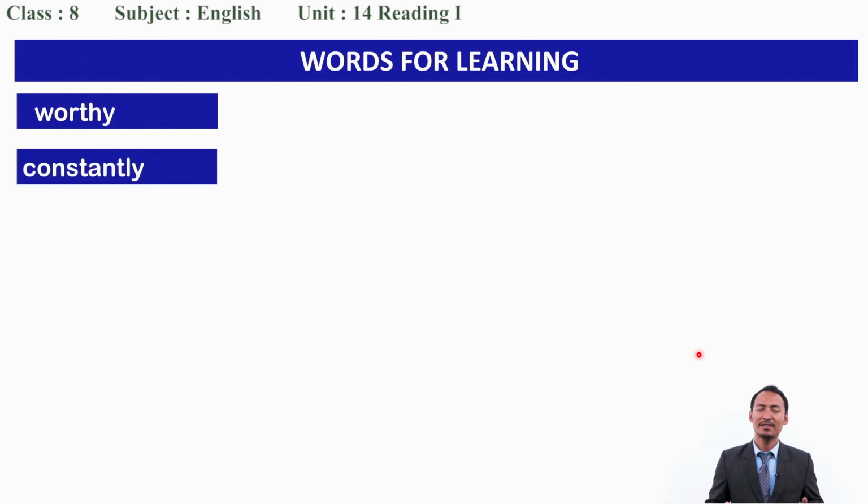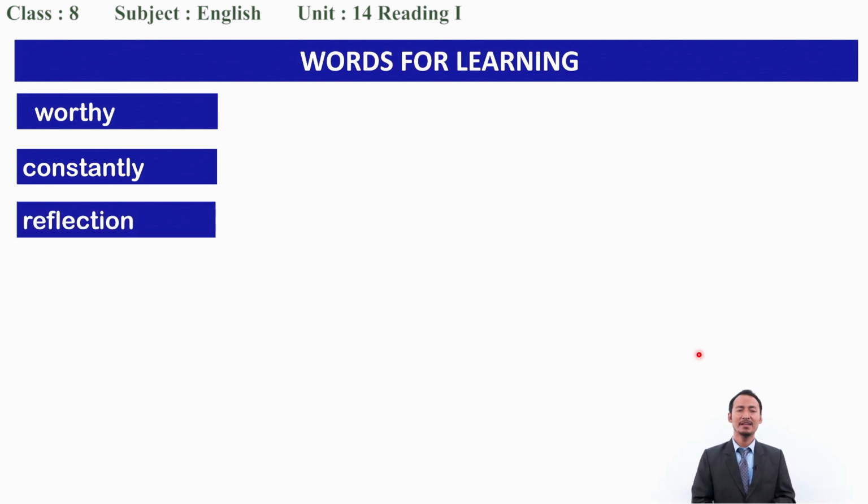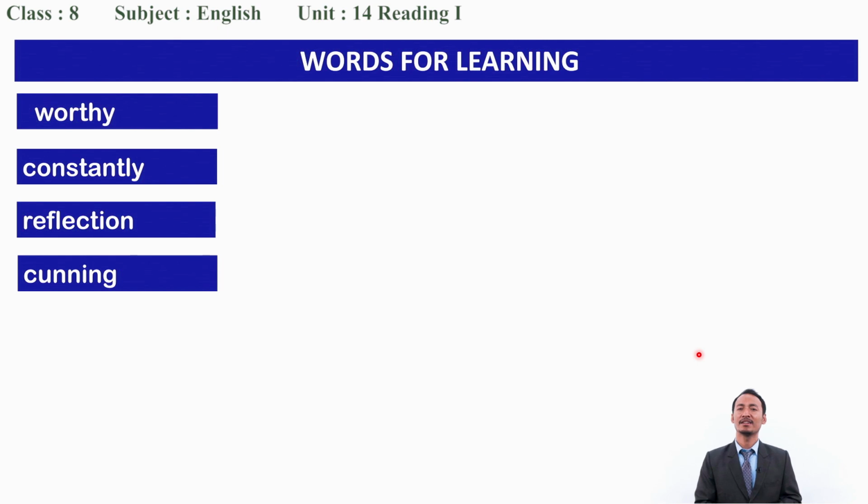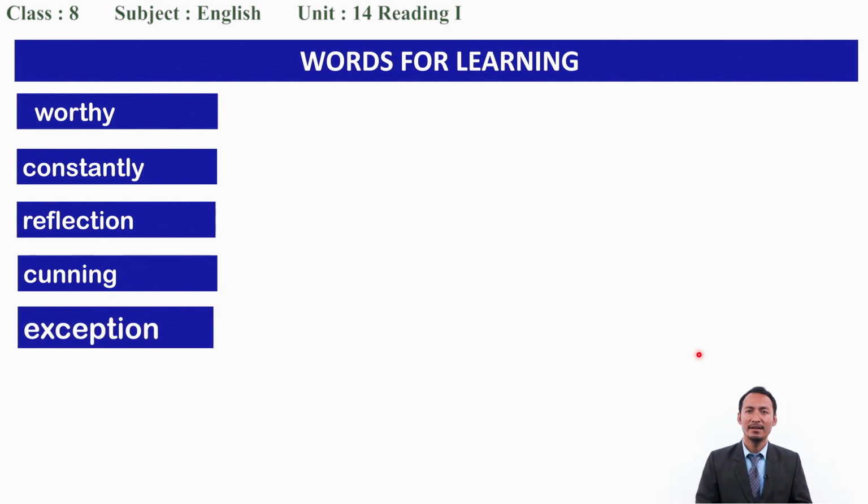Constantly. Another word is constantly. Yes, you are right. Okay. Please repeat it. Reflection. Can you repeat it? Reflection. You are right. Now, another one is cunning. Yes. Say it again. Cunning. Right. And then we have another word. Can you say it? A little bit difficult, right? Okay, let me say it to you.